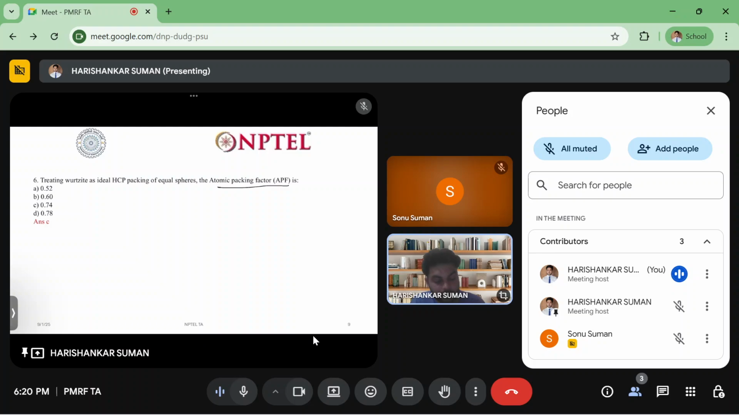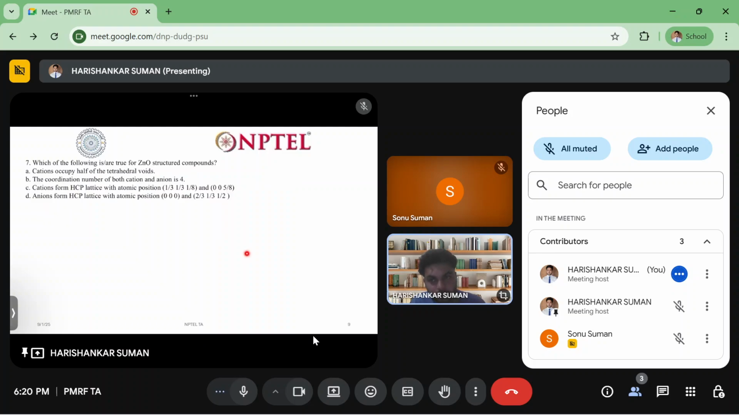So let's move to the next question. Which of the following is true for ZnO, zinc oxide structure compounds? These are the options. Please try to choose the right option. You can take 2 minutes for this question.